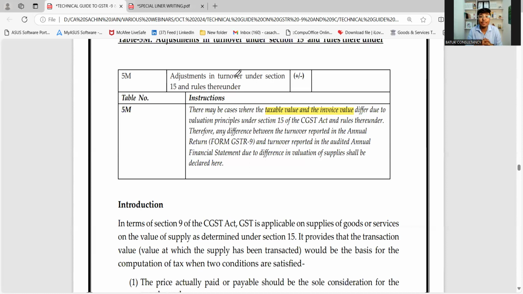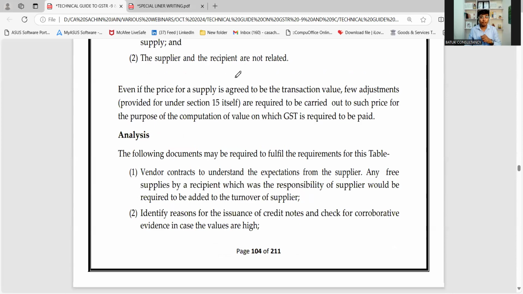So in such a situation, there may be chances that a transaction is reported in the financial statement at such a value, but as per GST valuation rules, the same is not acceptable. Due to that reason, there will be a difference between the turnover of the audited financial statement and the turnover of GST records. And whenever there is a difference, there will be a requirement of reconciliation.